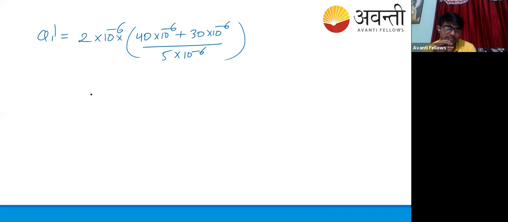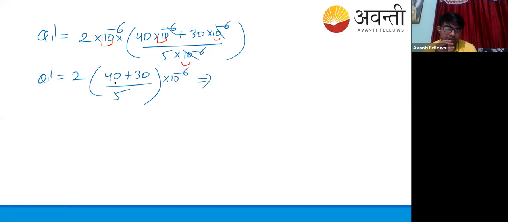One thing that is common and appearing again and again is 10 to the minus 6, so I will take it out. If I take it out of this equation, it will come out like this: Q1 dash will be equal to 2 into 40 plus 30 upon 5. So 10 to the minus 6 in the numerator and denominator will cancel out, but one 10 to the minus 6 will remain. So the answer will be 70 upon 5 into 2.